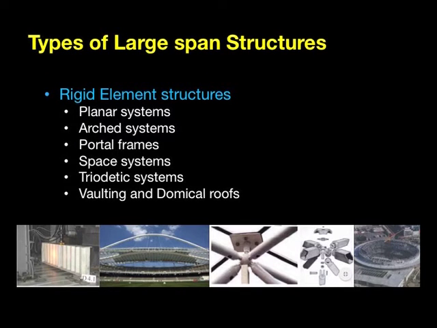A rigid element structure, like the term describes, has elements that are solid that can span large distances. There could be many types of rigid element structures, like planar structures, where walls or thin components of planes, rigid thin planes, are used to support the long spans. Second system is called the arched system, where we use the system of an arch to support a large span. In our earlier video, we saw that arches can take immensely large amounts of loads when properly designed.